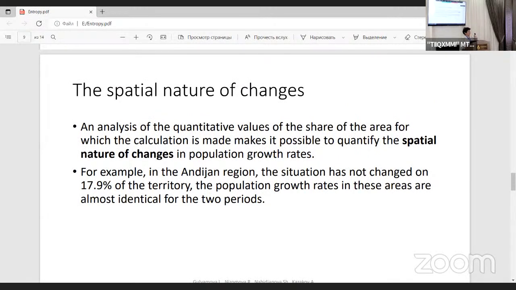So we analyze the quantitative values of the share of an area before the calculation is made. And this way we quantify the spatial nature of change. For example, in Andijan, the situation has not changed in about 80% of the territory, and population growth rates are almost identical for the two periods.